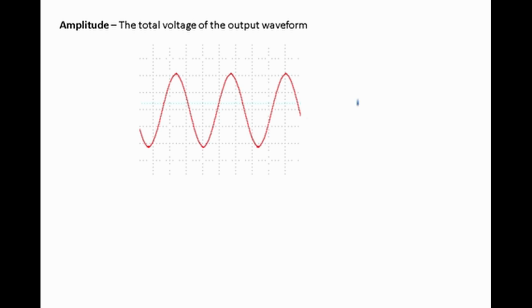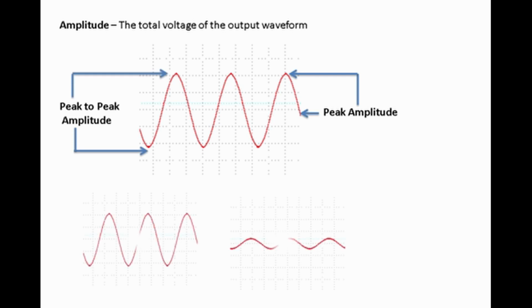Amplitude, the total voltage of the output waveform. Here on this waveform, a peak amplitude is taken from the center point to the maximum point. Peak to peak amplitude is taken from the lowest point to the highest point. Here we can see two waves of the same frequency but at different amplitudes or voltages.